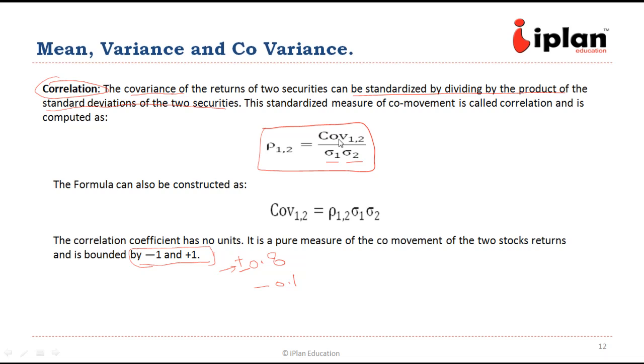Or in other terms, we can write it this way: the covariance is the product of the correlation coefficient and the standard deviations of the two securities. So this is unitless, which is a ratio, and it gives us a fair idea about the correlation.